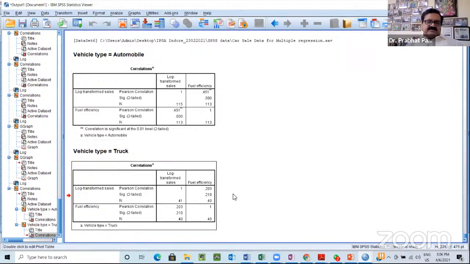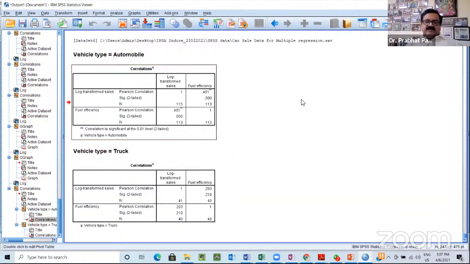But in the truck segment, you can see 0.203, which is not significant. The p-value is 0.21. So this means that when it comes to the purchase of a truck, the consideration of fuel efficiency is not there. The environmental concerns are not there. But when it comes to automobile purchase for domestic uses, there is moderate consideration for fuel efficiency. So this is how it works, right? So this is to give you a glimpse of the entire car market.